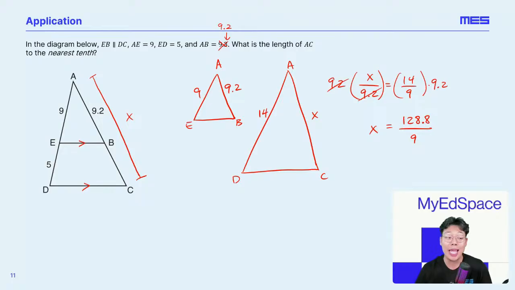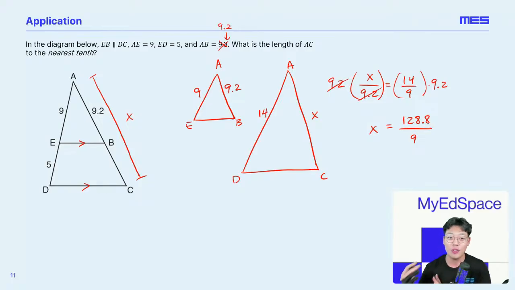So we have 128.8 divided by 9. This is actually really doable. Are they divisible actually? 1, 4. These are not divisible. Is it divisible by 3? Not divisible. So this is what we would leave it as. X is equal to 128.8 over 9.